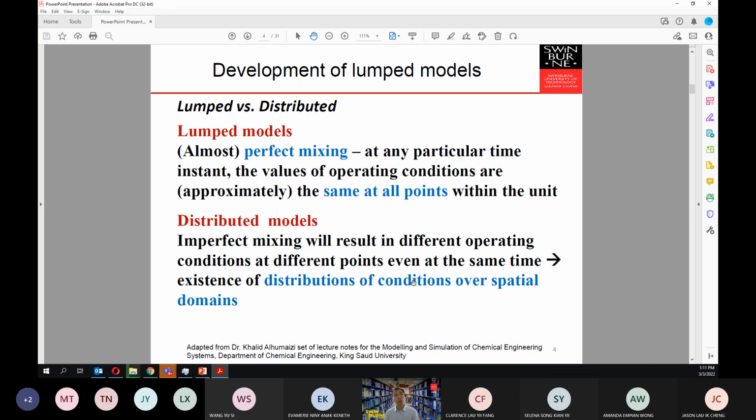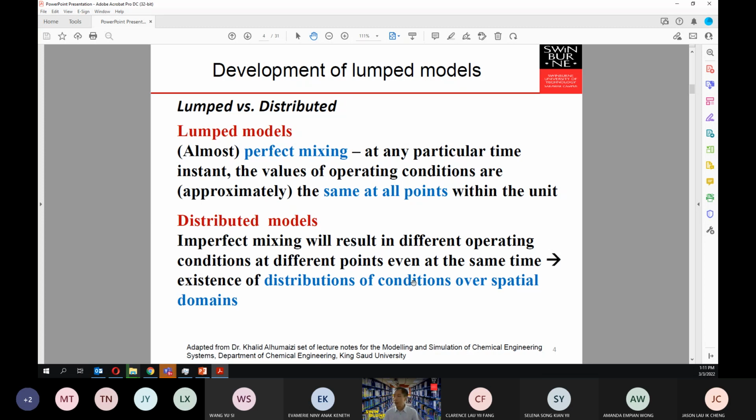Now, what is the difference between the lumped and distributed models? The lumped model is basically perfect mixing. At any particular time instant, the values of the operating conditions are approximately the same at all points within the unit. The distributed model, however, shows that there is imperfect mixing that will result in different operating conditions at different points, even at the same time.